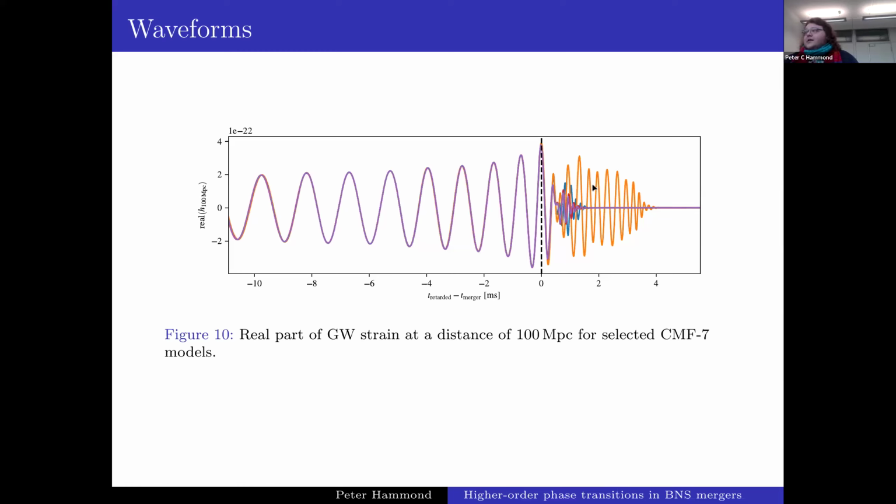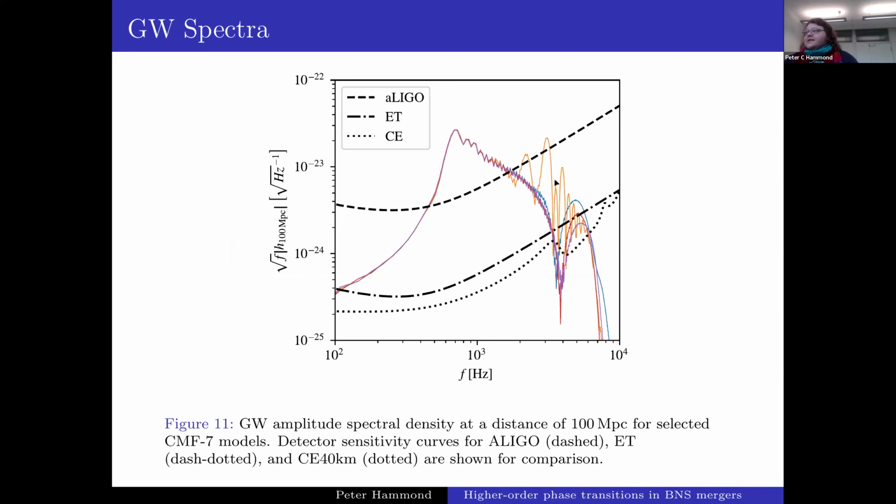Especially you can see the blue, red, and purple models, they all very promptly collapse to a black hole, whereas this orange model seems to live for at least a few, maybe a couple of milliseconds afterwards. And we can see this in the spectra as well. They all follow each other up through merger, and this very early post-merger is quite similar. But you see that these ring downs come from the very prompt collapse to a black hole, and then this orange model has some structure to it.